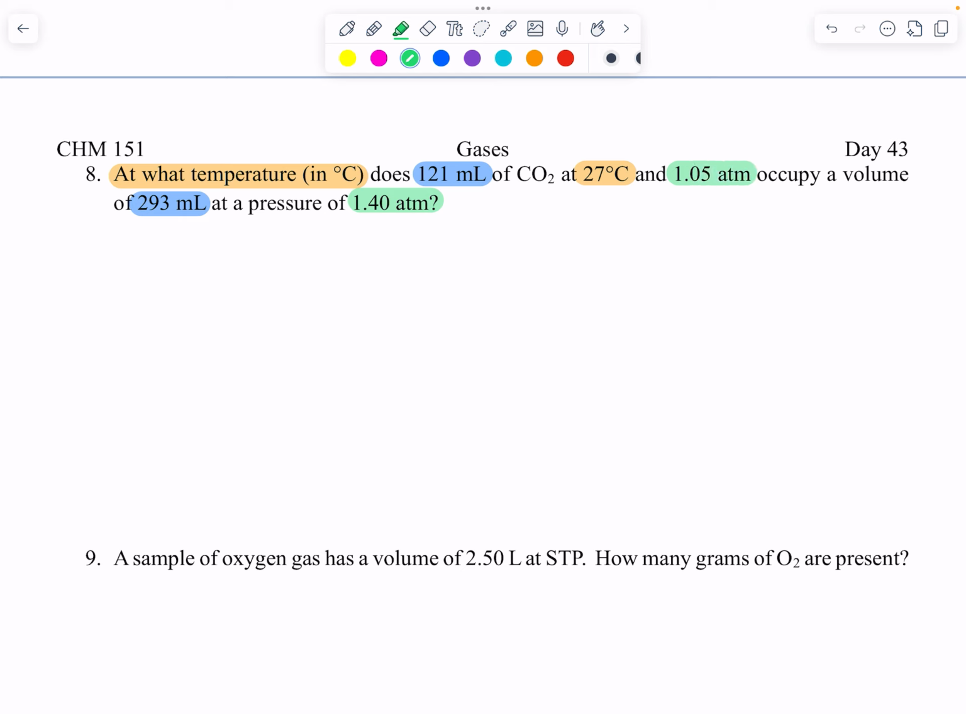All right. So this, I would think, would be P1, V1, T1, P2, V2, T2. All right, what do we have? Pressures. P1 was 1.05 atmosphere. P2 is 1.4.